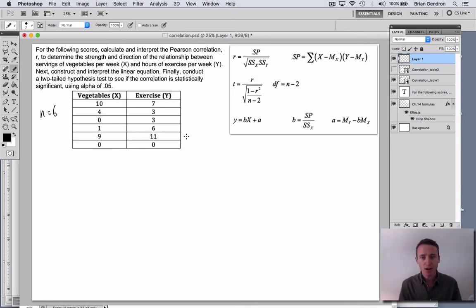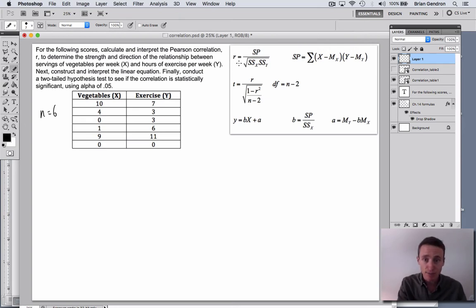So if you want to know about cause and effect, you have to use an experiment, an experimental design, maybe an independent samples t-test or something like that. But here, all we're looking at is a relationship, a pattern, or an association between X and Y. But we can look at the strength of that relationship and the direction of that relationship. And we're going to use the Pearson correlation, which is noted with the symbol r.